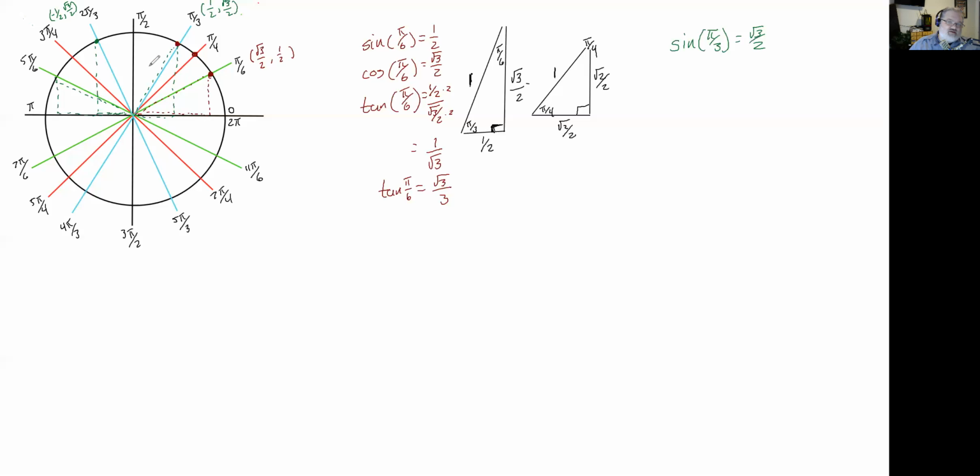So what's the cosine of 2 pi over 3? Well, it's the x value there, because cosine we associate with those x values. It's negative 1/2. Here, the x is the long value, the negative square root of 3 over 2, and the short value is the y.